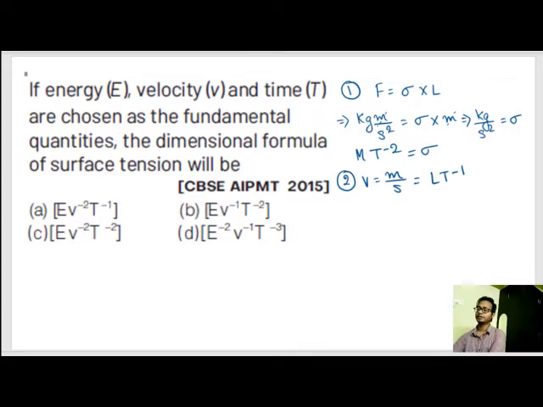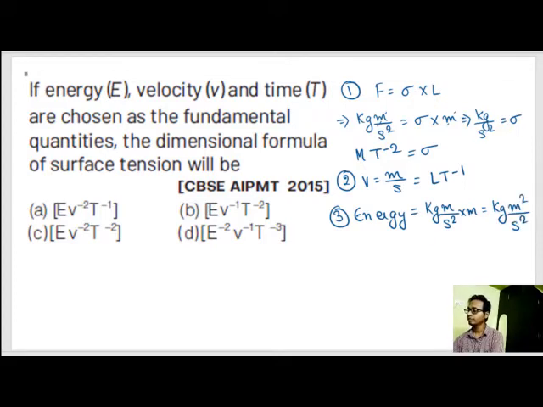Time is t. And energy is nothing but, the unit and dimension of energy is nothing but the unit and dimension of work, and unit and dimension of work is force into displacement, or force is kg meter per second square into meter, or is equals to kg meter square per second square. Or the dimension of energy can be given as M L square T to the power minus 2. Okay, so we have derived all the basic or fundamental dimensions.